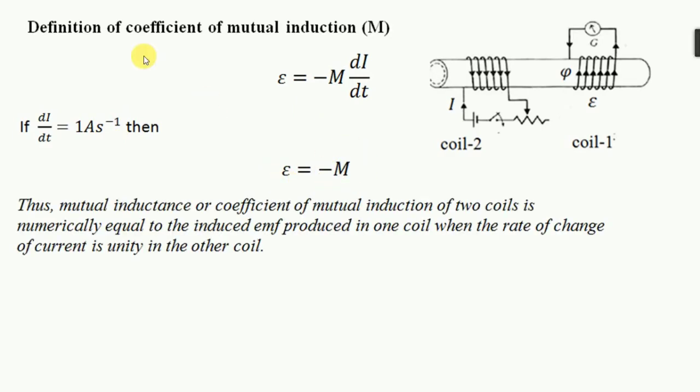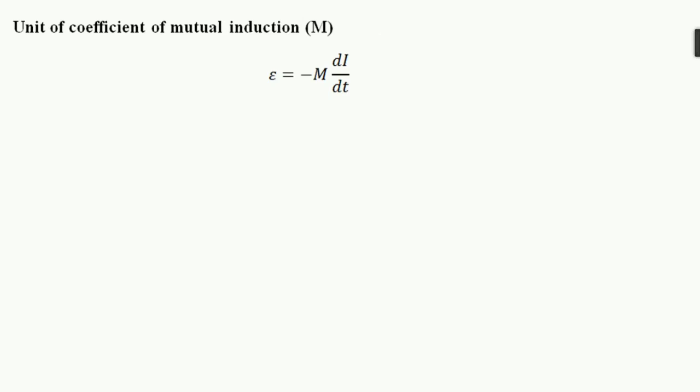That means the mutual inductance between two coils is equal to the EMF produced in coil number 1 when the rate of change of current in coil number 2 is 1 ampere per second. So now we'll find the unit of mutual inductance.